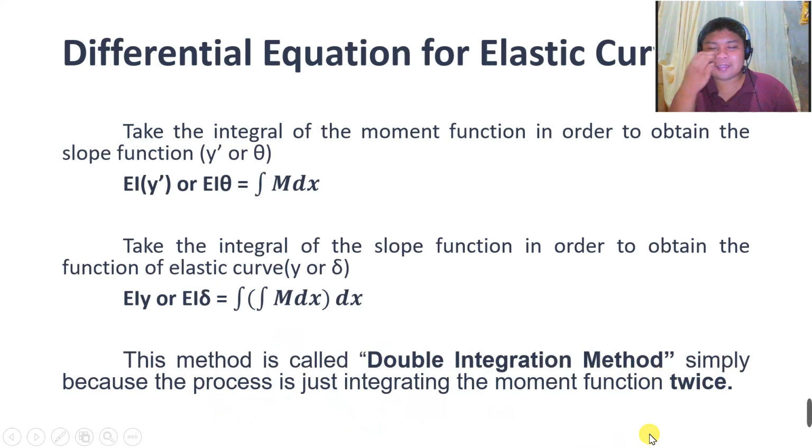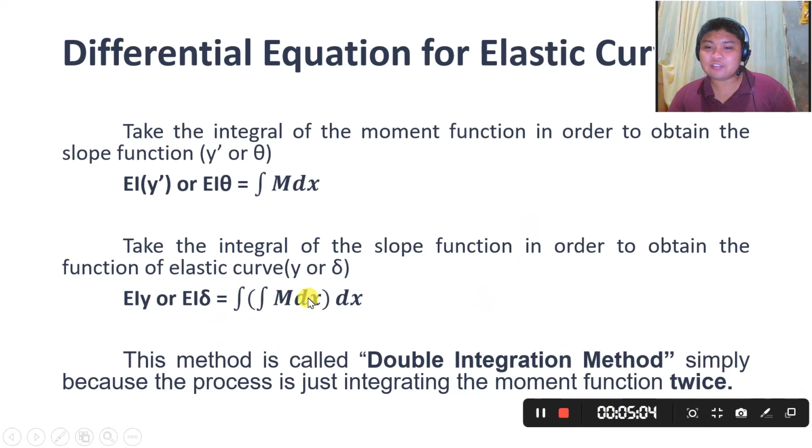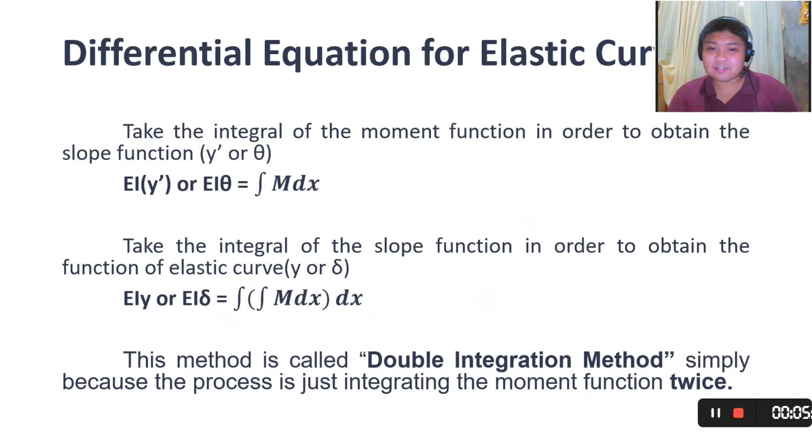So, at least alam na natin kung bakit siya tinawag na double integration method. Kasi dalawang beses mong i-integrate yung moment function. And tandaan nyo to class, no? Since dalawang beses kang mag-i-integrate, dalawa yung magiging arbitrary constant mo. For the first time na mag-integrate ka, magkakaroon dito ng C1 or the first arbitrary constant. And for the second time na mag-i-integrate ka, magkakaroon ulit dito ng C2. Okay, no? So, it has two constants.